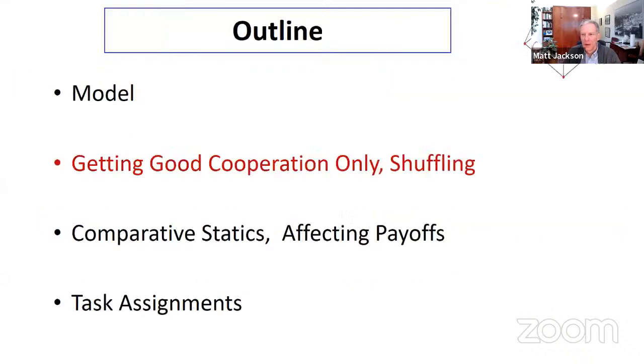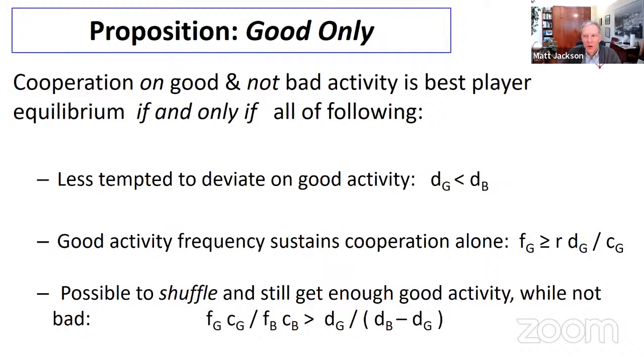Okay, great. So let's talk about what it is that you need to get cooperation on the good only and not the bad. Cooperation on good and not bad activities is going to be the best player equilibrium if and only if you've got three conditions holding. The ability for us to say, look, we want our cooperation on the good one, and we're actually going to get it, and we're not going to get cooperation on the bad one, that's going to be pretty demanding.